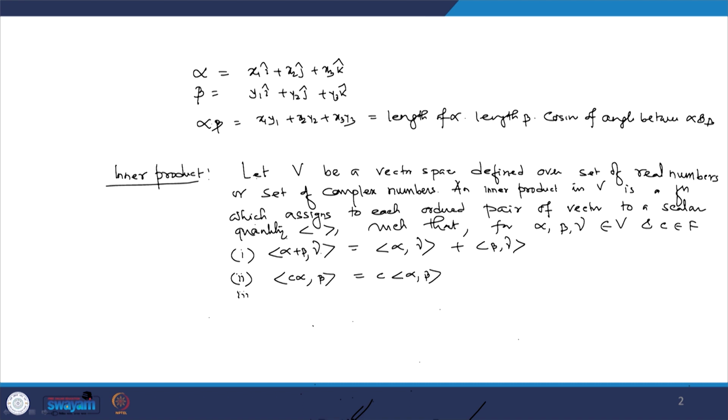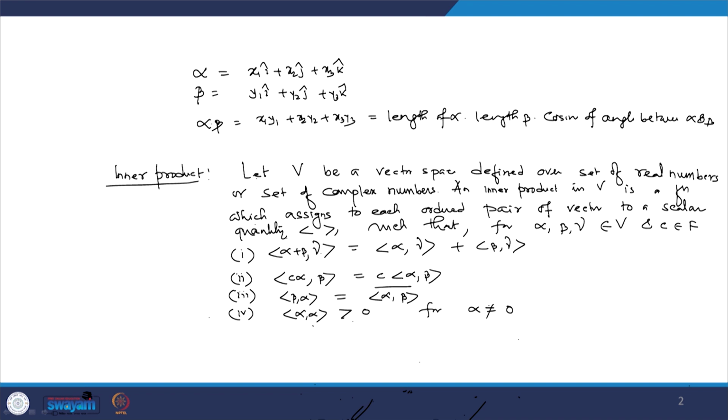Third, the inner product of beta, alpha is equal to the complex conjugate of the inner product of alpha, beta. Fourth, the inner product of alpha, alpha is strictly greater than 0 for alpha not equal to 0.